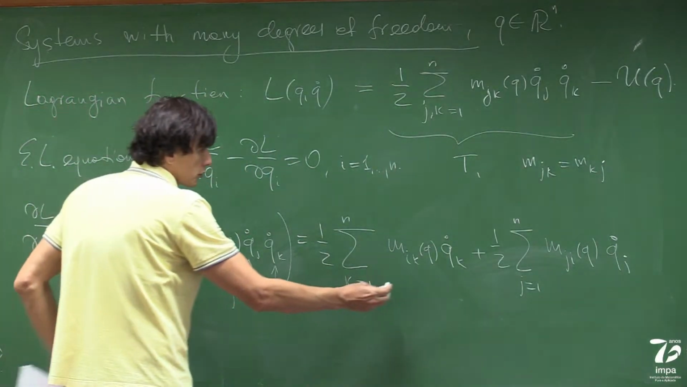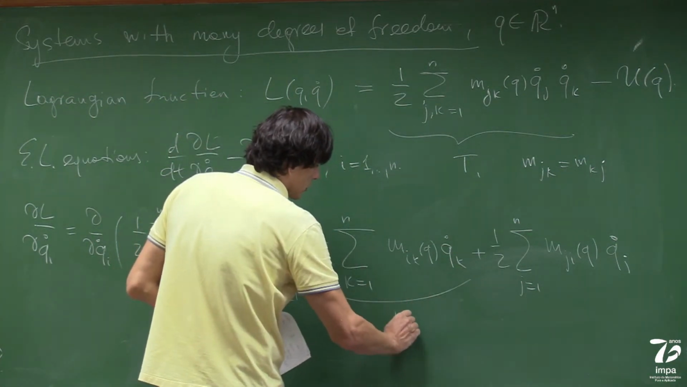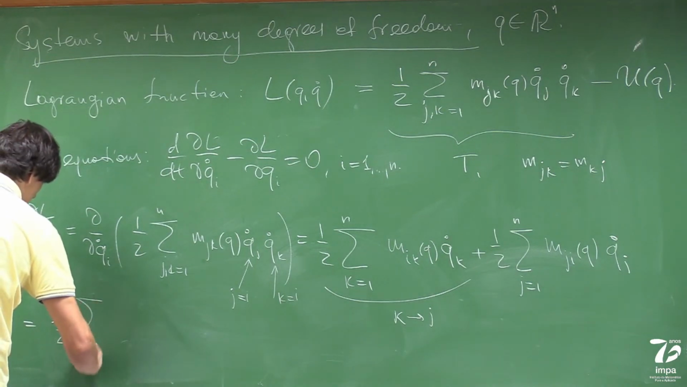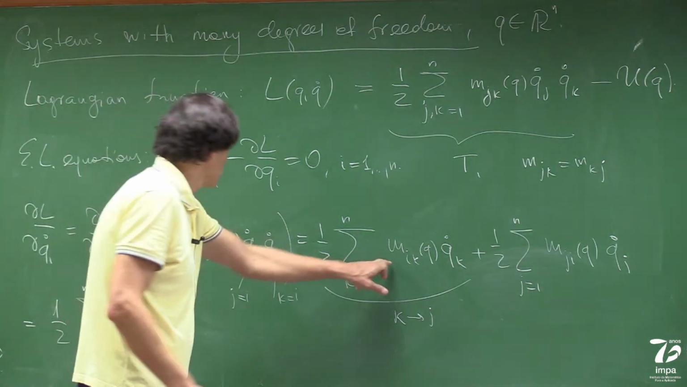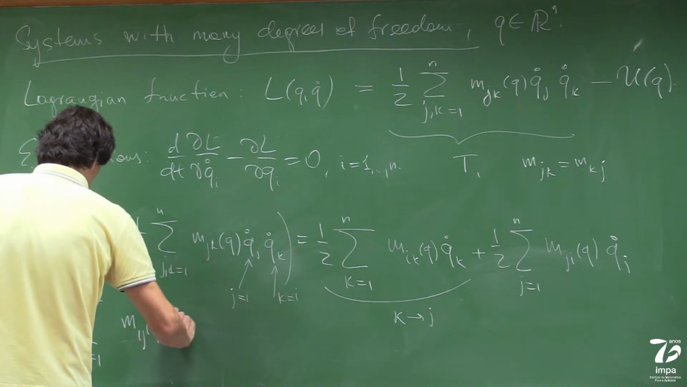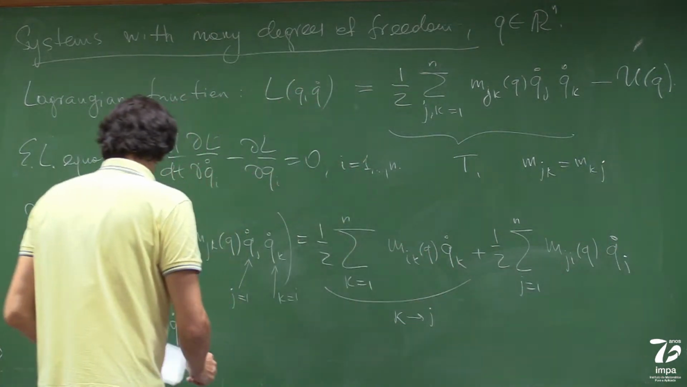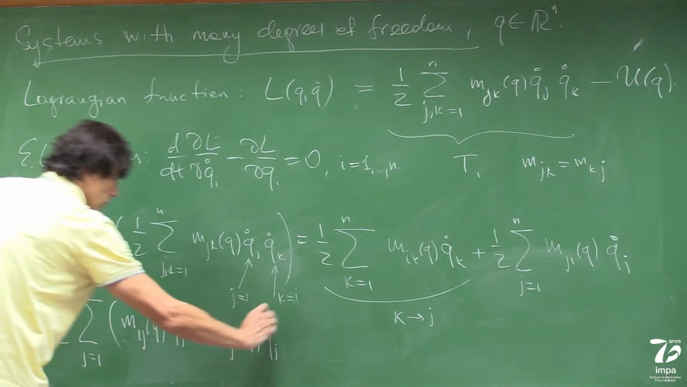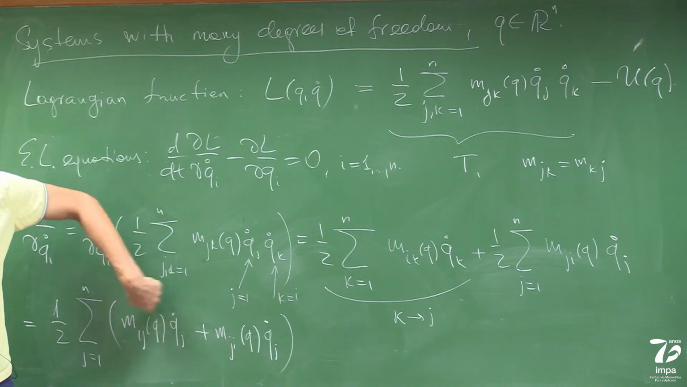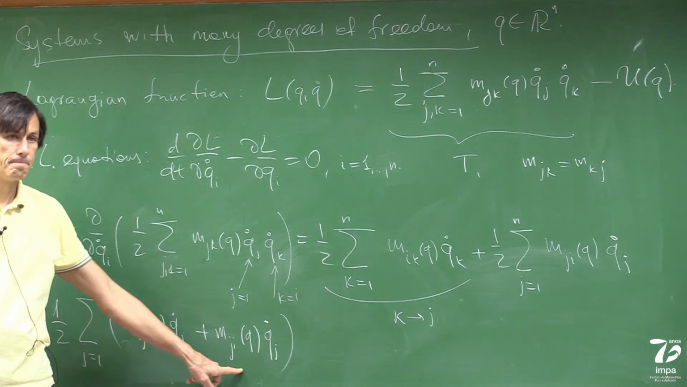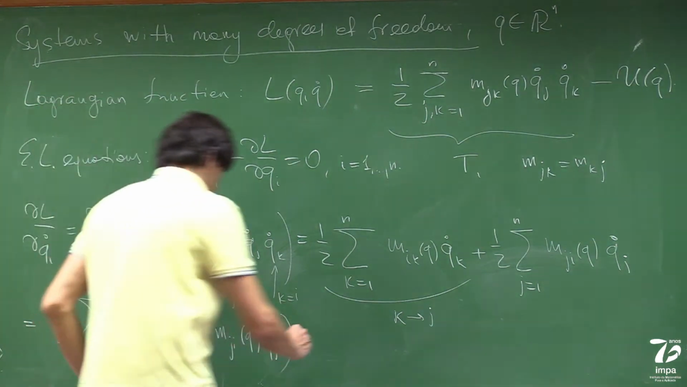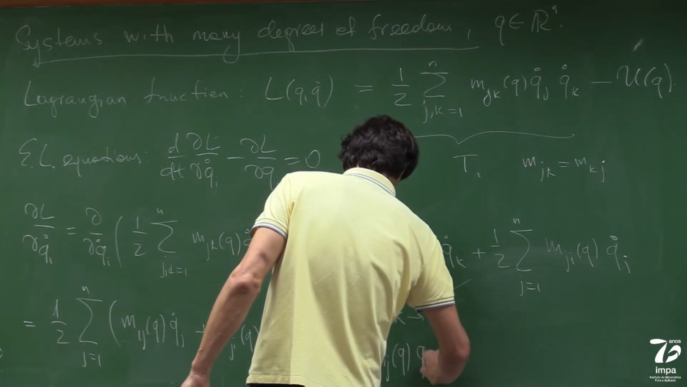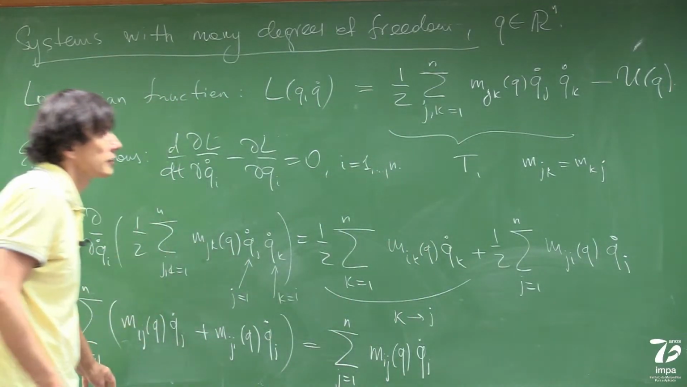Now in this sum, since the summation variable is a dummy, you can replace j by k and k by j. So this will be the sum of 1/2 m_ij q_j dot, and then we can just put this together. Next, you use symmetry. This is the same thing, right? Because m_ij equals m_ji. So this cancels the half. Okay, so we found the derivative. So the next step is finding the time derivative.